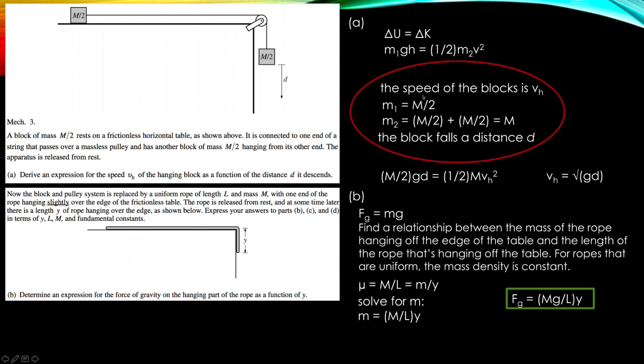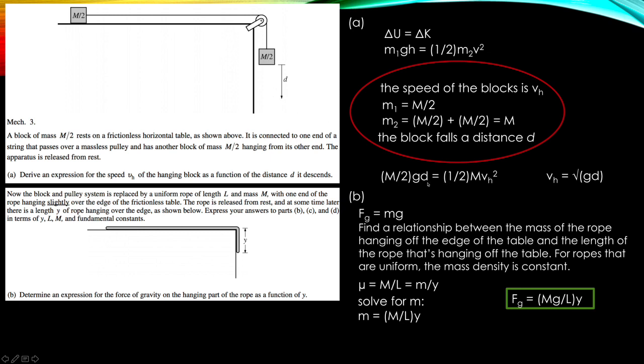So m1 g h. As I said before, this block is the only one that has changing potential energy. So we can say that m1 is equal to m/2, the mass of this block. For m2, both the blocks are moving, so the total mass is m/2 plus m/2, right? If you add those two together, you get m. And this block falls a distance d. So when we look back at this equation, we can plug in all the stuff we know. We said that m1 is equal to m/2. We can plug that in here. g is just a constant, it's always going to be 9.8 meters per second squared. h is d, as we said, because this one falls a distance d.